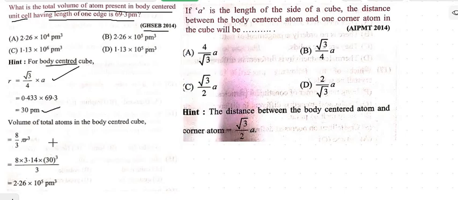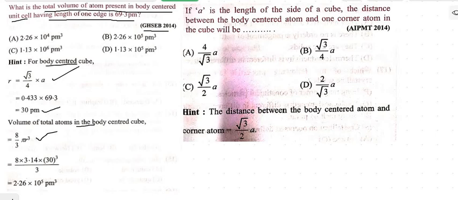And finally, you know the total volume, because they have asked us the total volume. So total volume is what? 8 by 3 pi r cube. Why is it so? Because how many atoms are present? There are 2 atoms present. How? One is at the center of the body and the 8 corners. So contribution is 8 into 1 by 8, that is 1, plus 1. That becomes 2. And if we consider this as a sphere, so 2 into 4 by 3, that becomes 8 by 3 pi r cube.